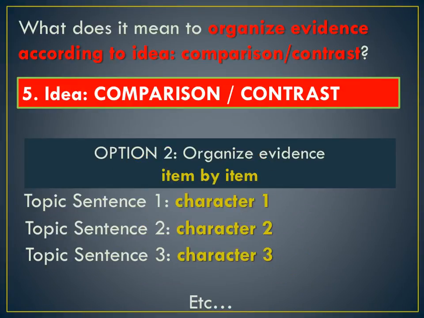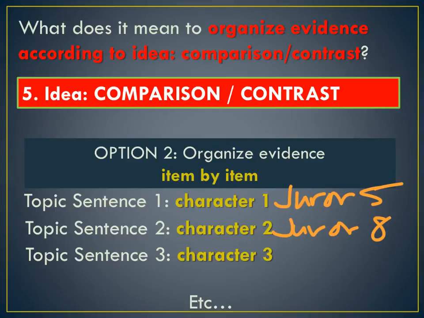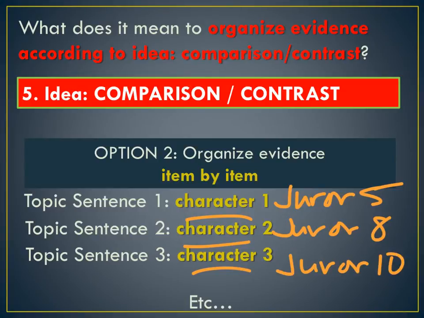Another option is to organize item by item, and so in this case you would be organizing your examples by particular jurors. So if you're comparing juror 5 and juror 8, then you would focus on juror 5 in one paragraph, juror 8 in another paragraph. So character by character. And if you have another juror in the mix, then obviously you would focus on them in another topic sentence and thus another paragraph. This is a pretty simple default way to organize a comparison and contrast essay, item by item. The other method is a bit more sophisticated. Both are effective though.